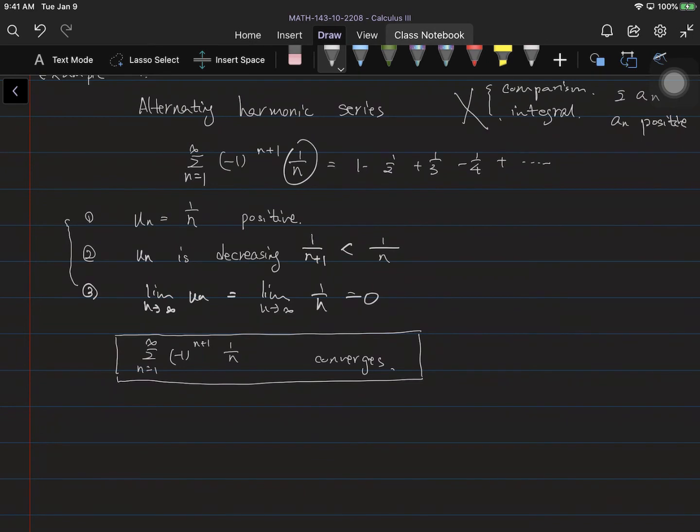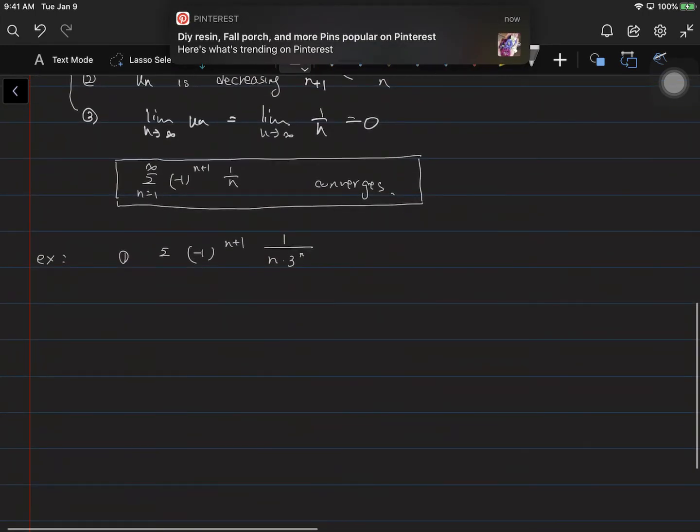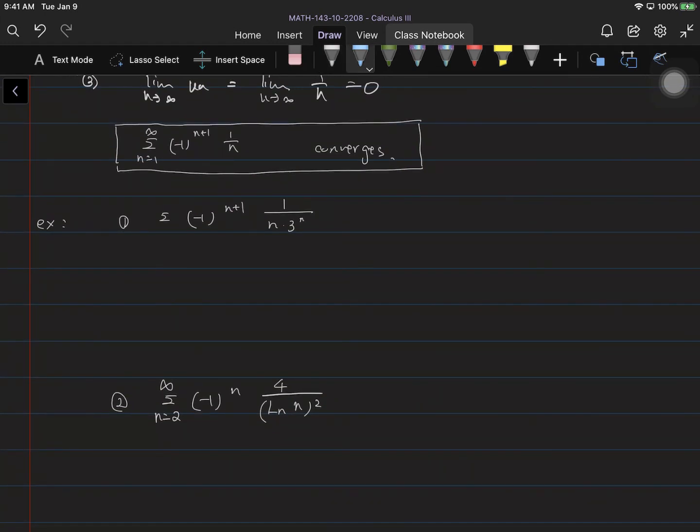Now let's take a look at the exercise problems. The first one. The second one. I'm going to put the second here. They are all like harmonic alternating series. Now let's take a look at the solution to those 2 problems.